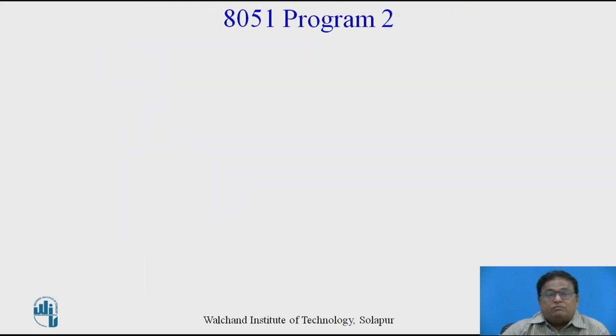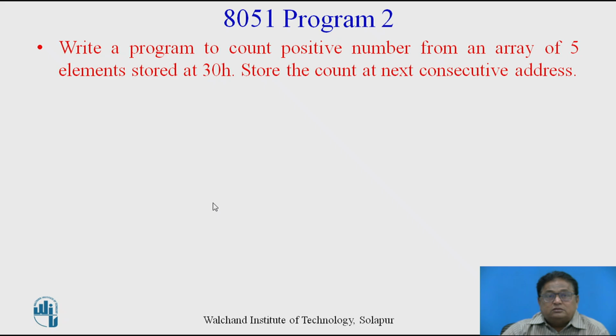Now the next program we will discuss is to count the positive numbers from an array of a given 5 bytes which are stored from address 30, and store the count, that is the number of positive numbers, at the next consecutive address.